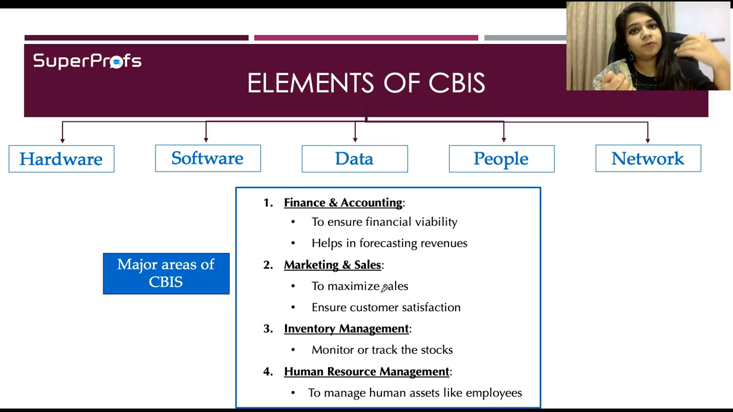whether which employees are attending office on a particular day, whether they are on sick leave, whether they are on, let's say, planned leave or unpaid leave, that kind of information. What time do they log in, what time do they log out, what are the salaries. So all that information will be utilized for human resource management. All right, and that will be utilized towards managing human assets. All right, so these are the major areas in which CBIS would help these different functions.